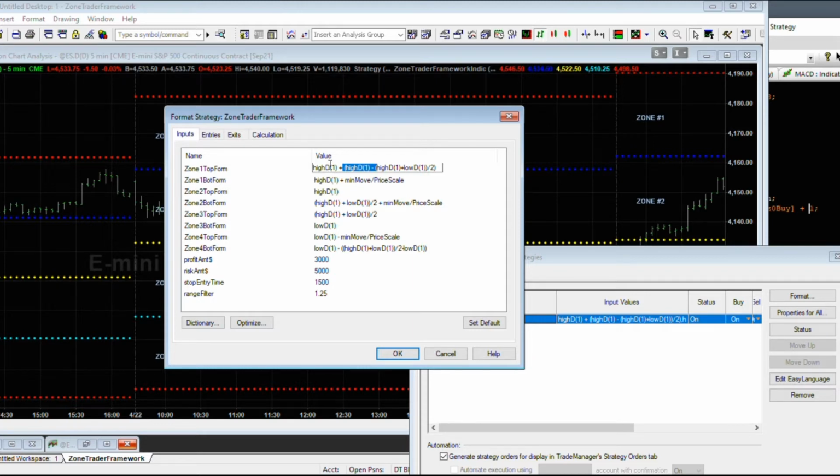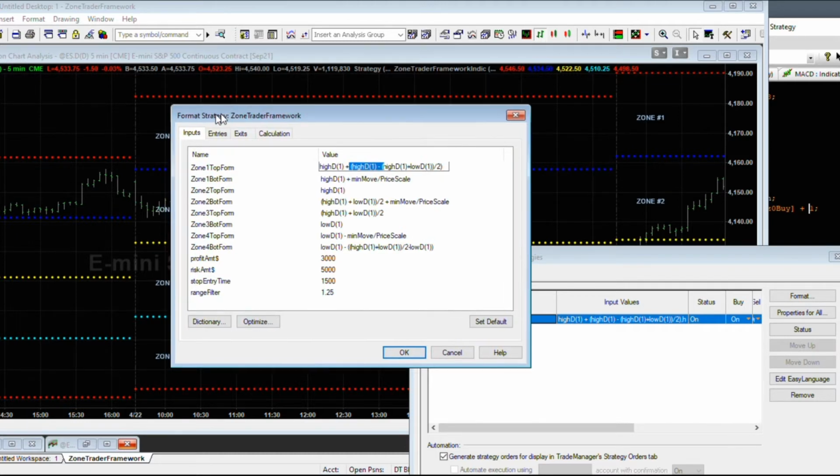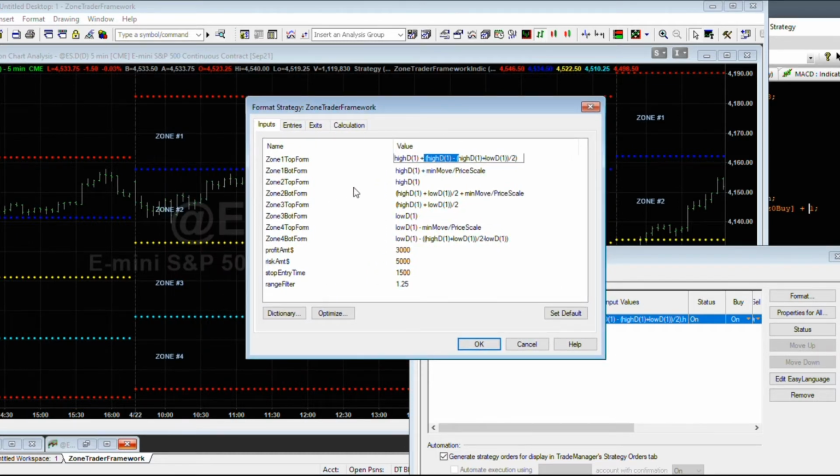Now, if we go to zone, I think it's zone 2 bottom, it's basically the midpoint, okay, or zone 3 top. It is the high of the day of yesterday plus the low of the day of yesterday divided by 2. That's basically the midpoint of yesterday. So all these resistance and support levels key off of the midpoint. And I do have a zone 1 top and zone 1 bottom. Now the only thing that separates the zone bottoms from the subsequent zone tops is 1 tick, and that's the mid move plus a price scale.